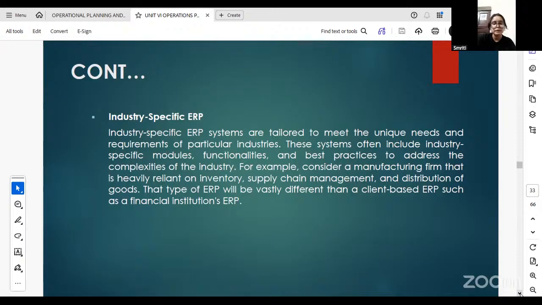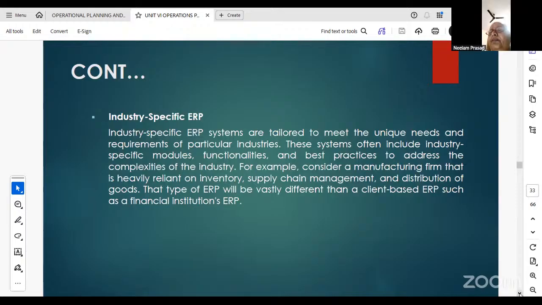Industry-specific ERP. Industry-specific ERP systems are tailored to meet the unique needs and requirements of particular industries. These systems often include industry-specific modules, functionalities, and best practices to address the complexities of the industry. For example, consider a manufacturing firm that is heavily reliant on inventory, supply chain management, and distribution of goods. That type of ERP will be vastly different than a client-based ERP such as a financial institution's ERP.